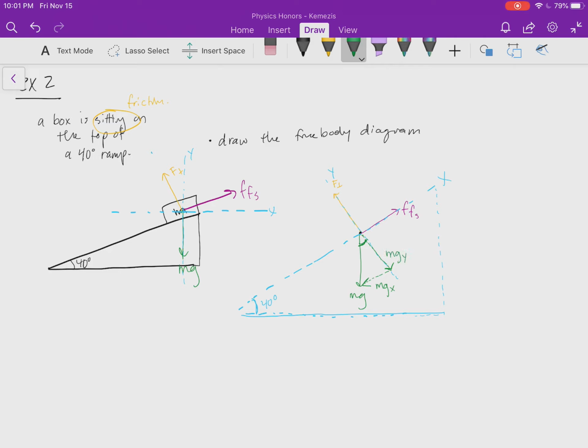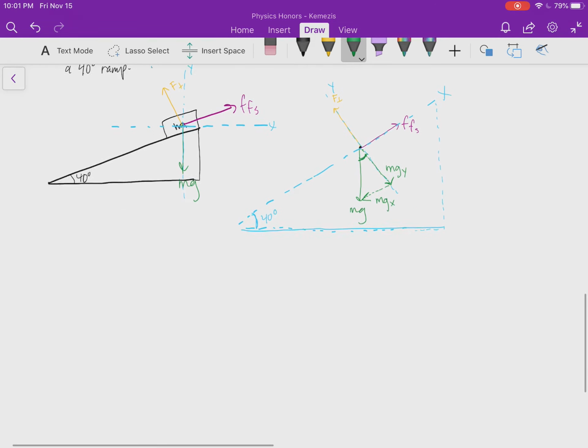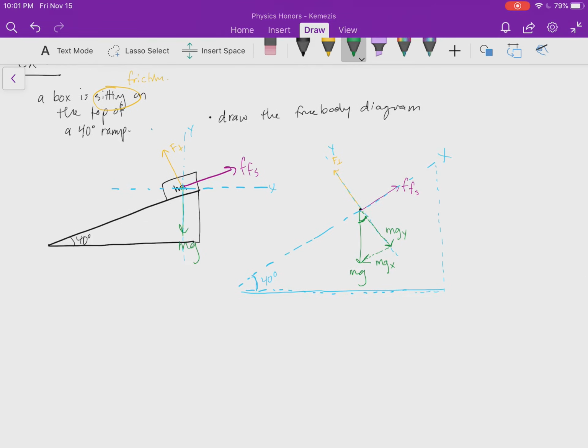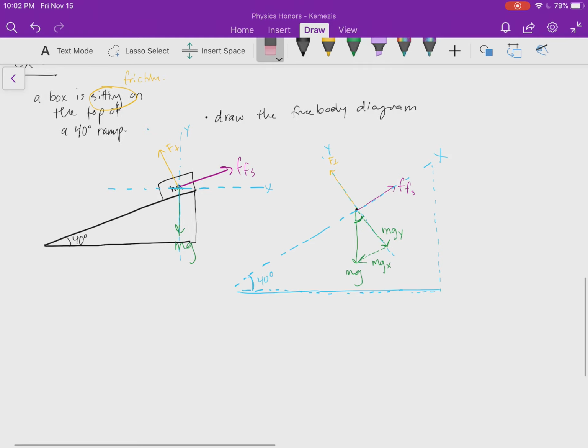mgy, because again, I'm now calling this dotted blue line that is with the normal force the y-axis. I have an mg component that is going along that y-axis, and then the mgx is in the x direction, parallel to the surface. So I'm interested in finding this angle right here, because if I know that angle, then we can solve for the sides, because we can use sine and cosine.